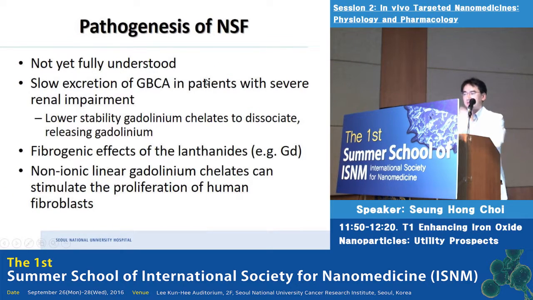The pathogenesis of NSF is not fully understood, but we believe that it is mainly because of the gadolinium agents and the dissociation of gadolinium from the gadolinium chelate. The gadolinium has a potential fibrogenic effect, and non-ionic linear gadolinium chelates can stimulate the proliferation of human fibroblasts.